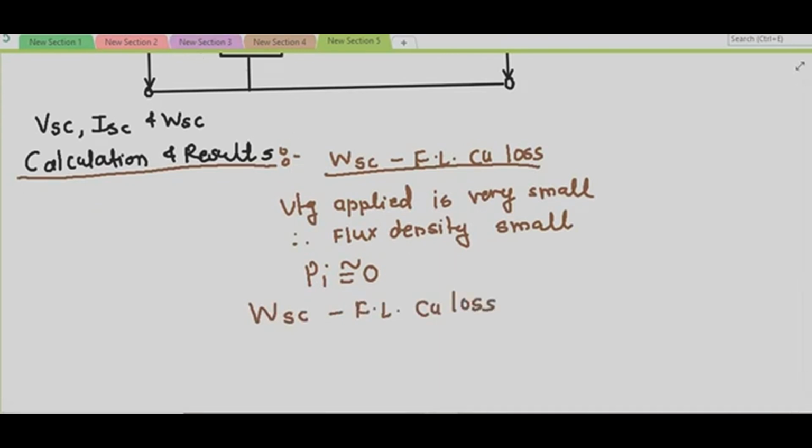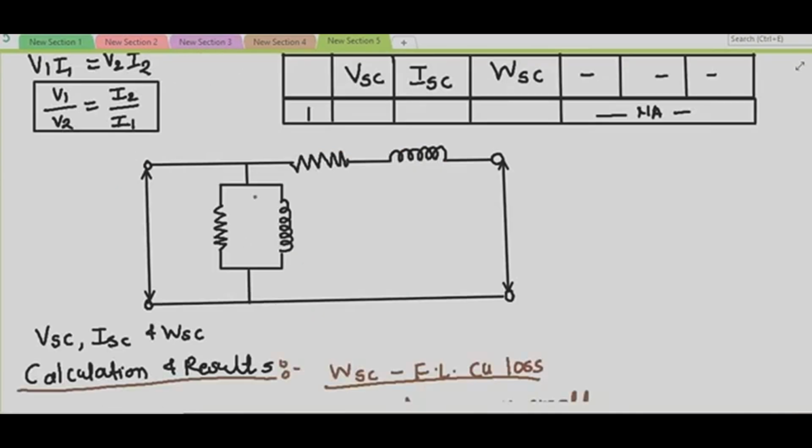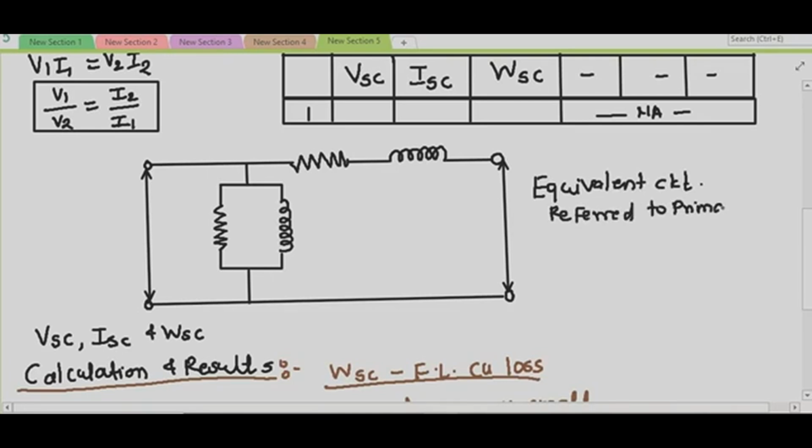Now let us see the equivalent circuit referred to the primary side. So this is the equivalent circuit referred to the primary side. Now, how will it get modified for the short circuit test? Students, the equivalent circuit of the transformer referred to the primary side under short circuit will get modified.